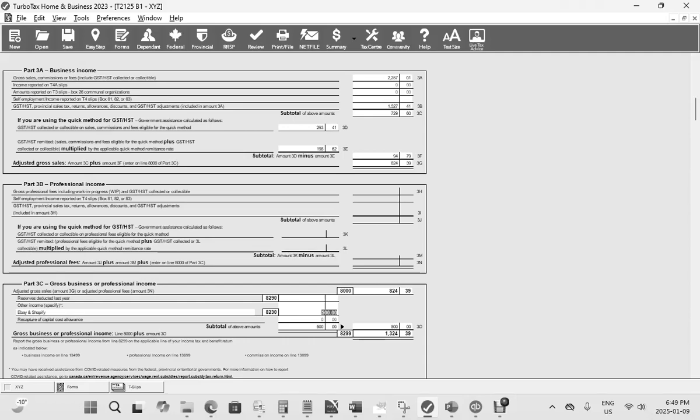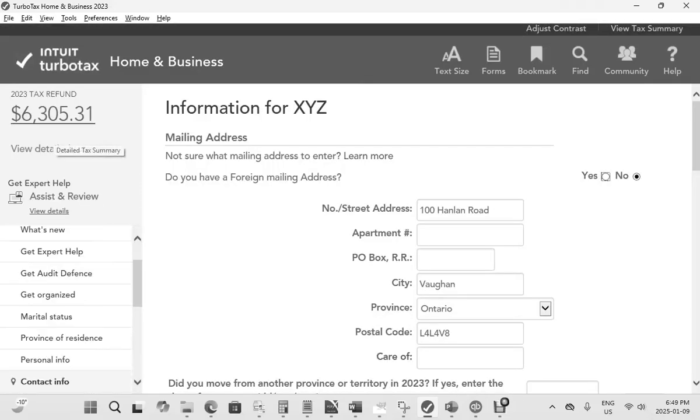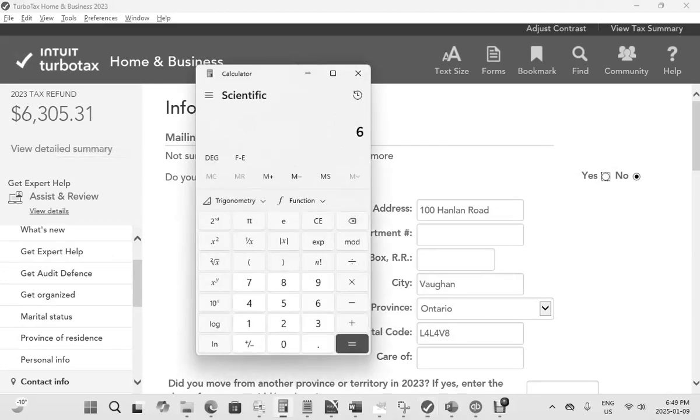So right now it is $500. Let's change it to $2,000, and see the change in your tax refund. It was $6,620.31, and now it's $6,305.31. That's a difference of over $300, just by making a simple change on your T2125.